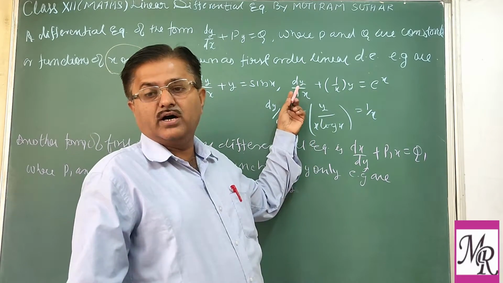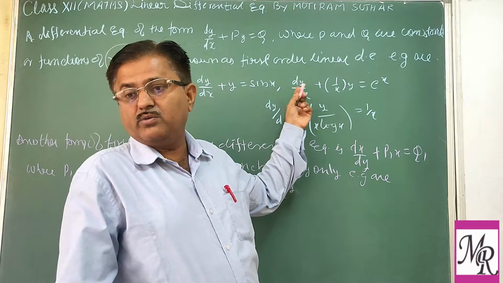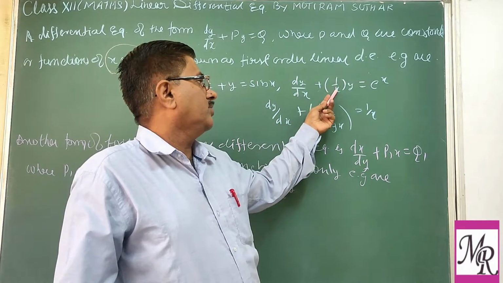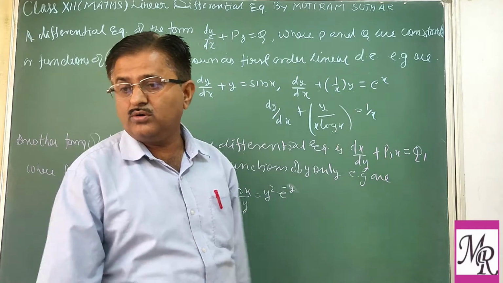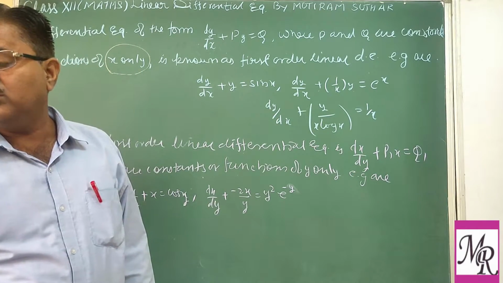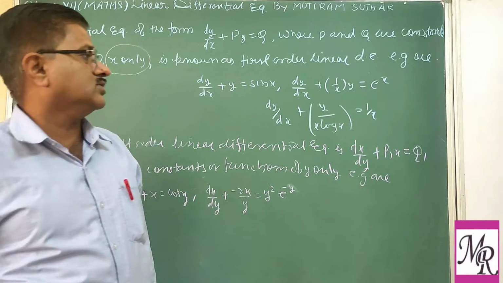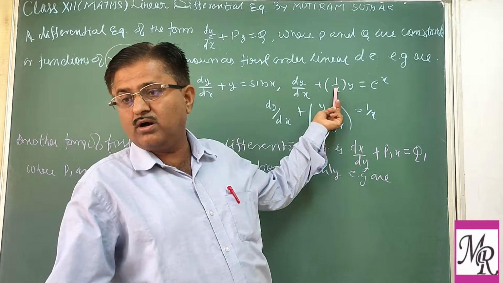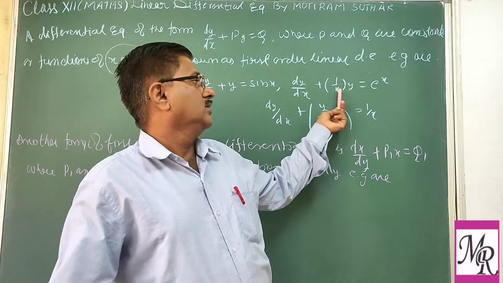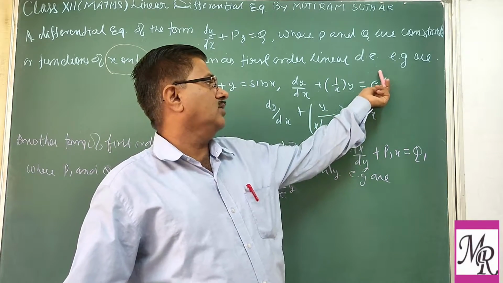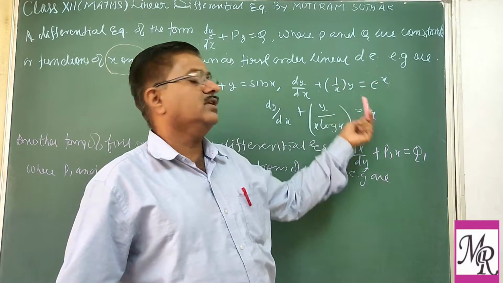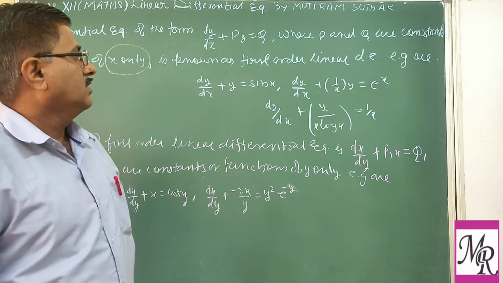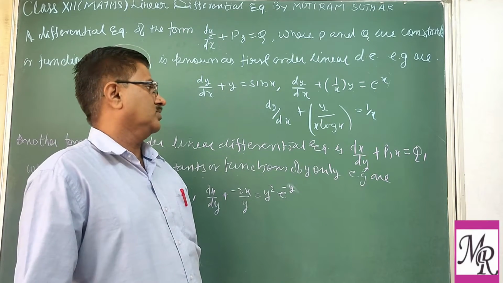Similarly, if you consider the second one, that is dy by dx plus 1 upon x into y equal to e power x. When you see this, 1 upon x is the value of P and e power x is the value of Q. So both are functions in x. So this is the second example of a first order linear differential equation.